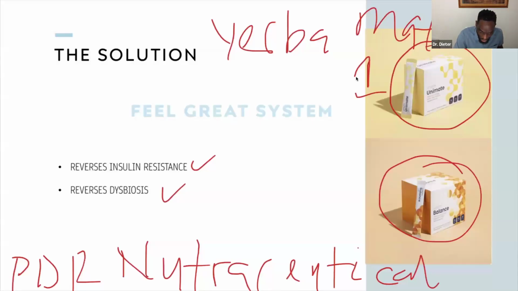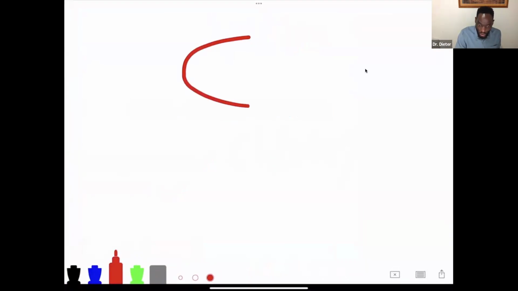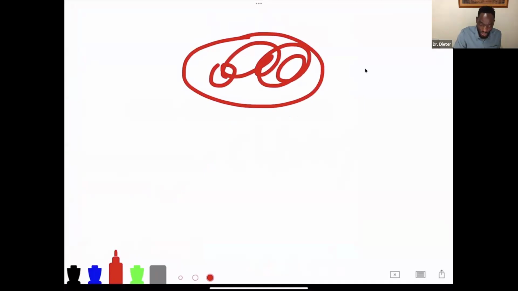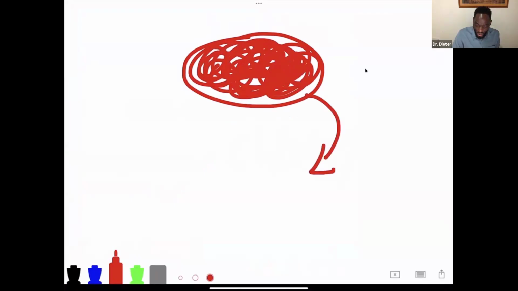The Unimate contains this chlorogenic acid, and chlorogenic acid causes you to burn fat. Now, remember that the way you develop insulin resistance was a cell that was filled with fat. So when you consume the Unimate nutraceutical, it goes and causes the burning of fat because of chlorogenic acid. That cell that had a lot of fat in it now becomes free.